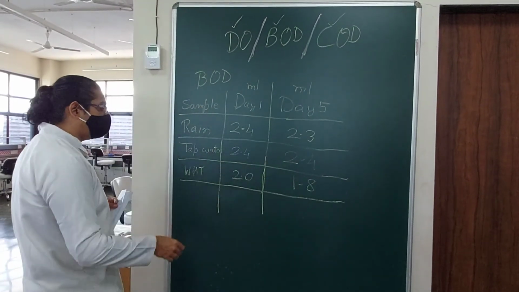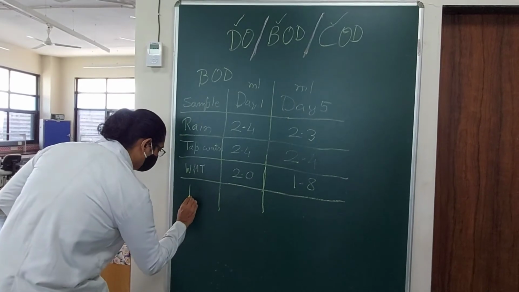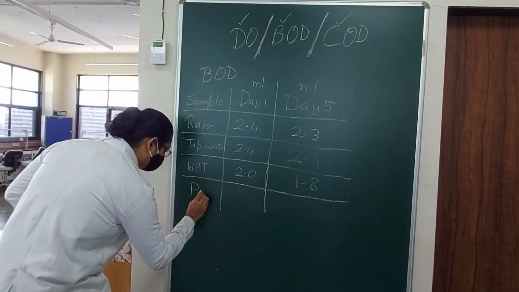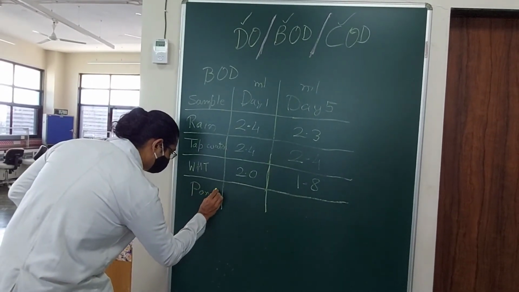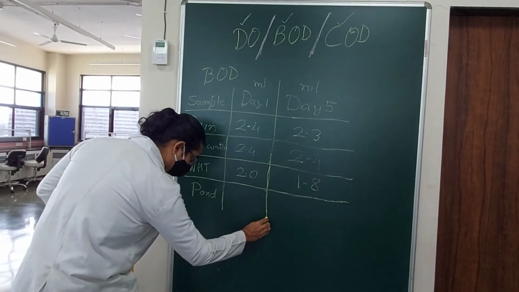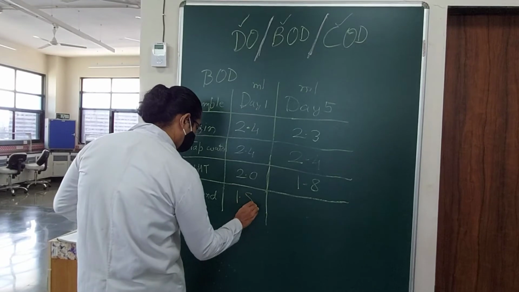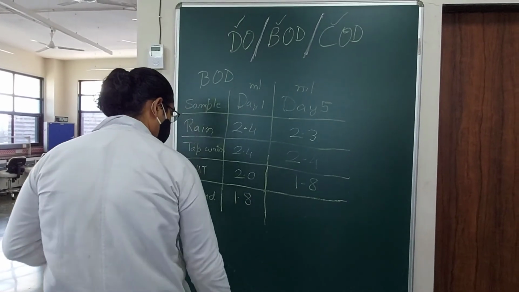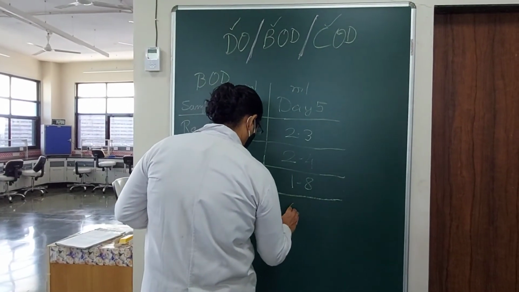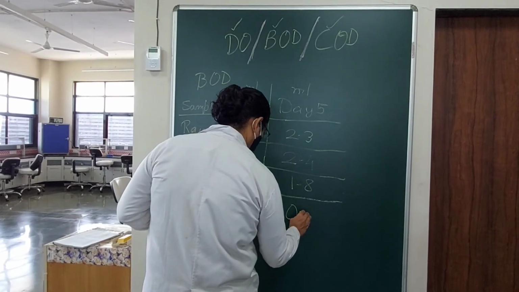And then pond water. We also have a pond in our campus, so we have got water from there as well. It looked clean to us. It is 1.8 for day 1 and 0.4 for day 5. Can you see what I was talking about?